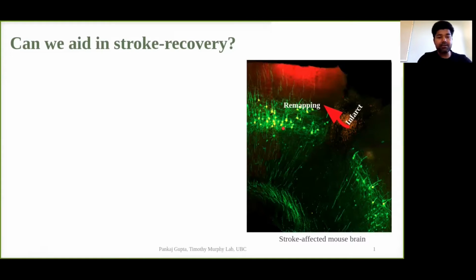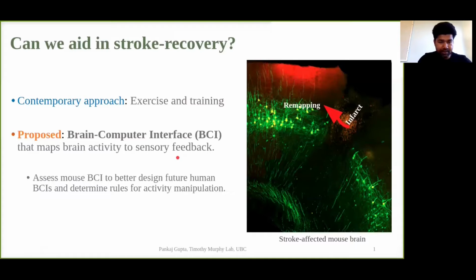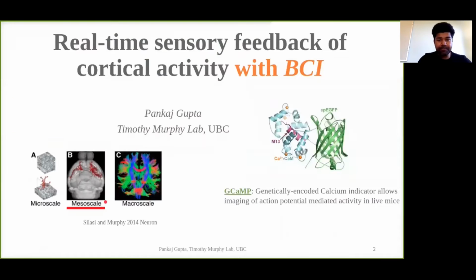of the lost brain region. Contemporary approaches are limited to exercise and training. Here, we are proposing a brain-computer interface for mice to map their brain activity with sensory feedback. We can target the brain regions near the stroke site and train the mice to increase the sensory feedback. We want to know if stroke-affected brain functions and brain areas can be brought back to action through this method. We also want to assess this system to determine some parameters for human BCI in the future.